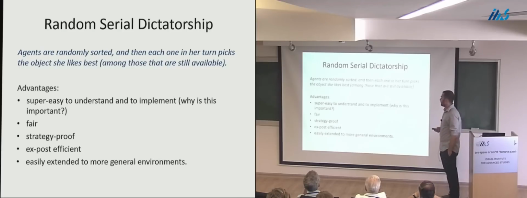So let me move to the first and easiest mechanism in some sense that you already heard about, random serial dictatorship. The definition is very easy. Agents are randomly sorted, and then each one in turn picks the object she likes best among those that are still remaining.